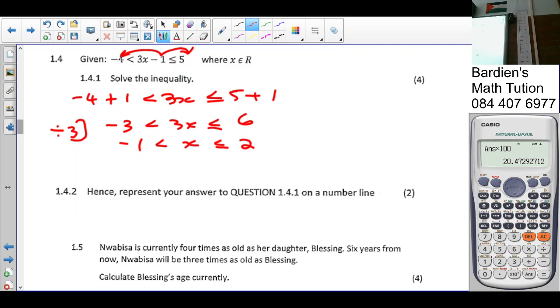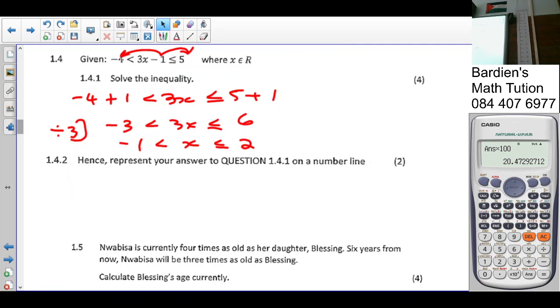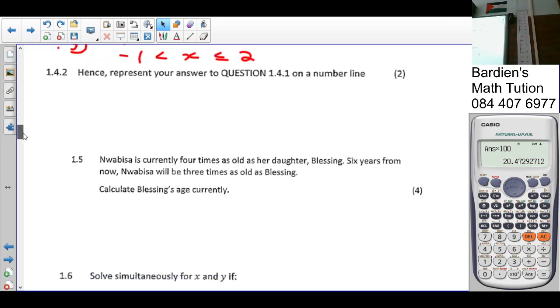The next question says, hence, what does hence mean? From your previous question. So answer. Represent your answer to question 1.4.1 on the number line.